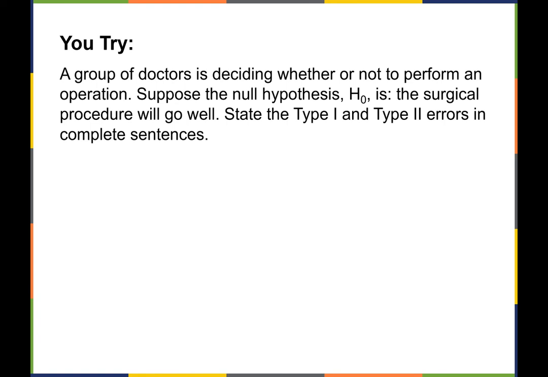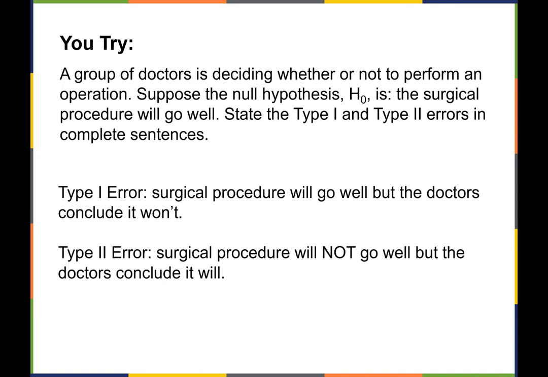All right, are you back? Now remember, this type 1 error means that the null hypothesis is true, but we reject it, right? The null hypothesis being the surgical procedure will go well. So the type 1 error is the surgical procedure will go well, but the doctors think that it won't. The type 2 error, remember, the null hypothesis is false. The surgical procedure will not go well, but the doctors conclude that it will. And again, I think probably in this example, the type 2 error is, again, more dangerous. That isn't always the case.